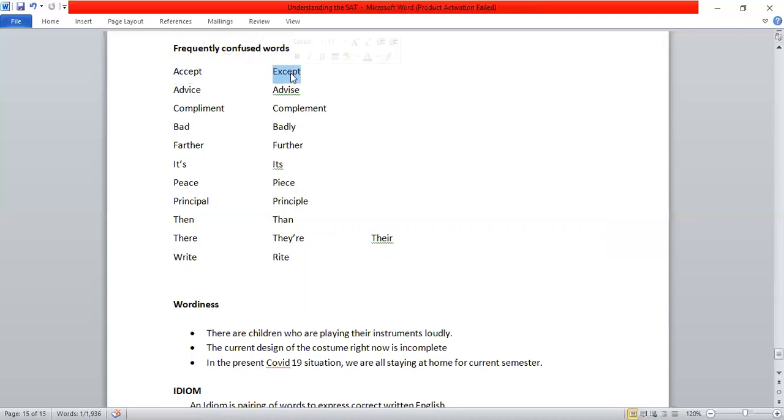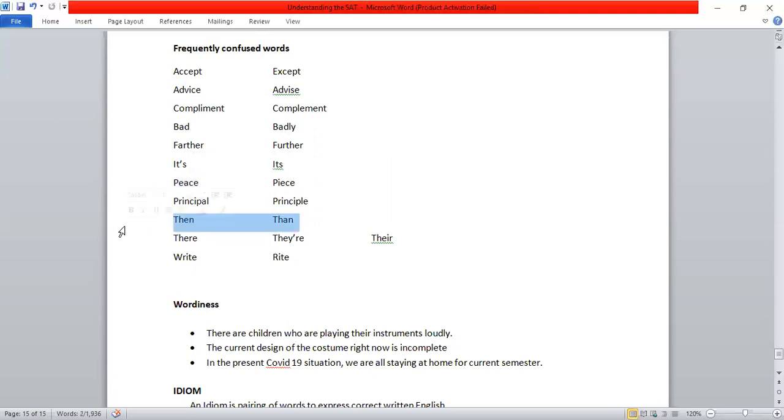There's no list of all the words that exist this way. The more you practice, the more you will know for the test, but these are some common ones. Advise and advice, compliment and complement, like a complementary pizza versus a compliment, which is saying something good about somebody. Or it's versus its: it's means it is, while its is the possessive pronoun. Or peace, meaning be quiet or calm, versus piece, a piece of something.